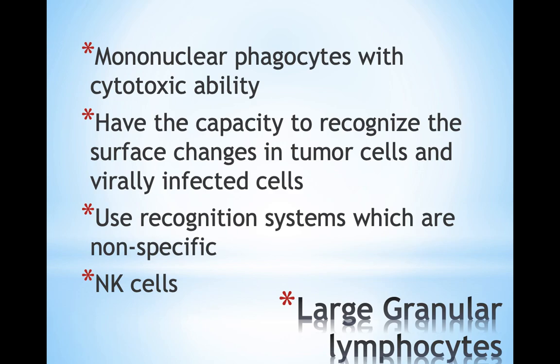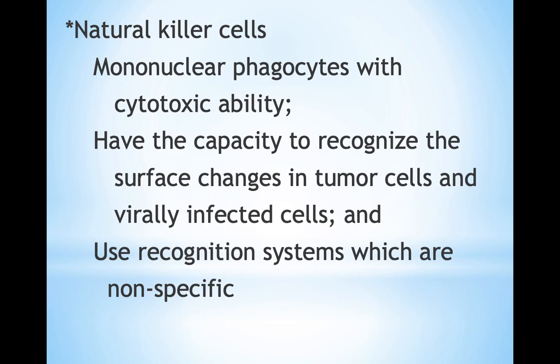A good example of this are natural killer cells, which, along with T cells and B cells, originate from the common lymphoid progenitor. However, they do not use specific recognition systems. And essentially, most of the actions of natural killer cells have been documented against tumor cells, or cancerous cells in the animal body.